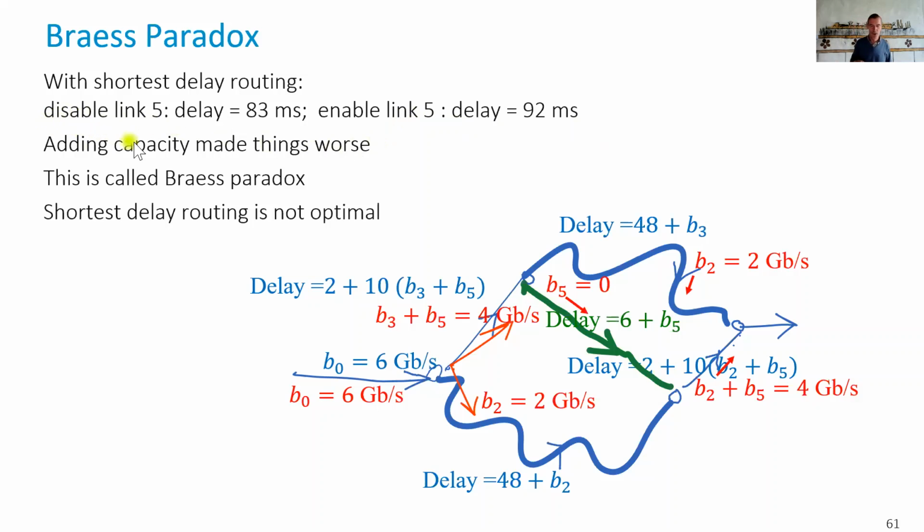So this is an example where adding capacity in a network can make things worse, or here does make things worse. This is known originally in road traffic, but there's also a recent paper by Frank Kelly that analyzed the same thing in the context of the internet. If we use link costs that reflect the delay, and therefore the shortest path calculations will lead to Wardrop equilibrium, then such a network is subject to the Braess paradox here, which of course means that shortest delay routing is not optimal.